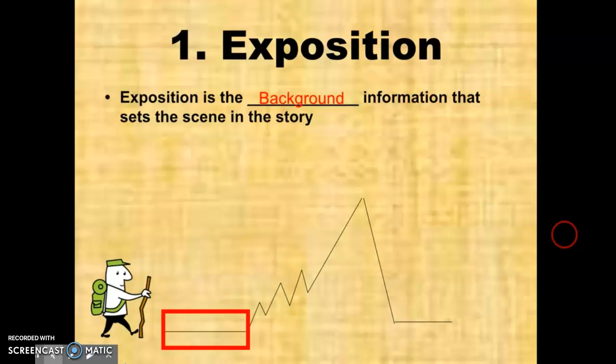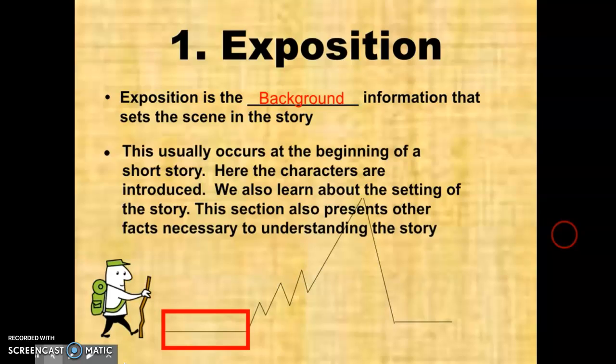Exposition is the background information that sets the scene in the story. This usually occurs at the beginning of a story. The characters are introduced. We learn about the setting of the story, and it gives us other necessary facts and information for us to be able to understand the story.